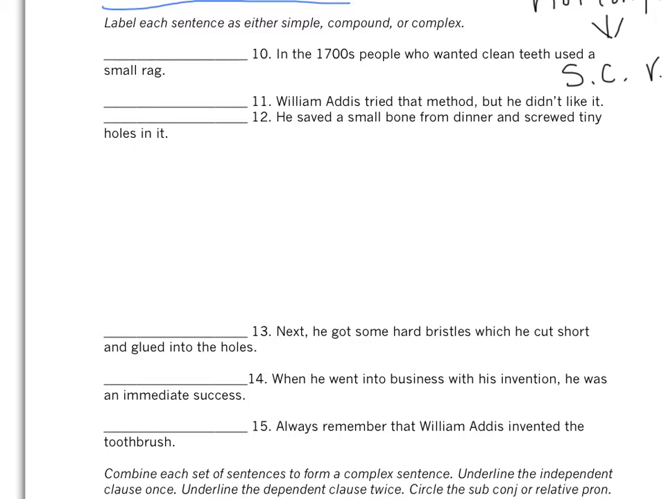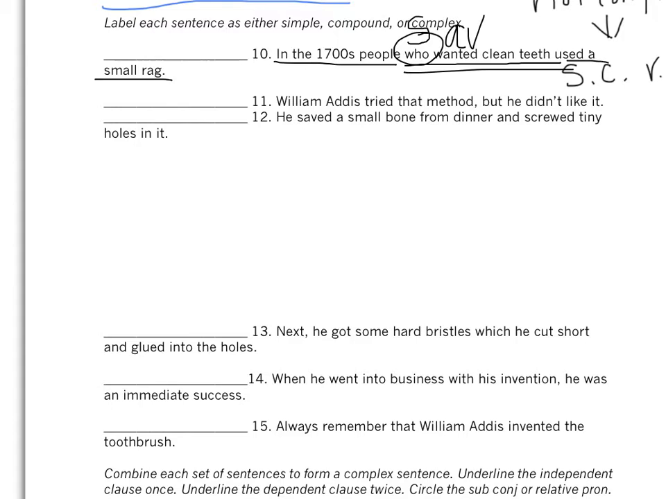So when you look at the first one, in the 1700s, people who wanted to clean teeth used a small rag. The dependent clause that begins with the relative pronoun is who wanted to clean teeth. Why is it a dependent clause? Because it begins with a relative pronoun. That relative pronoun is the subject, and it also has a verb, but it makes an incomplete thought. The independent clause is in the 1700s, people used a small rag.